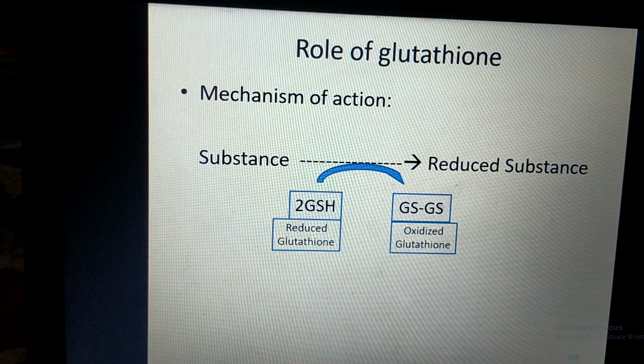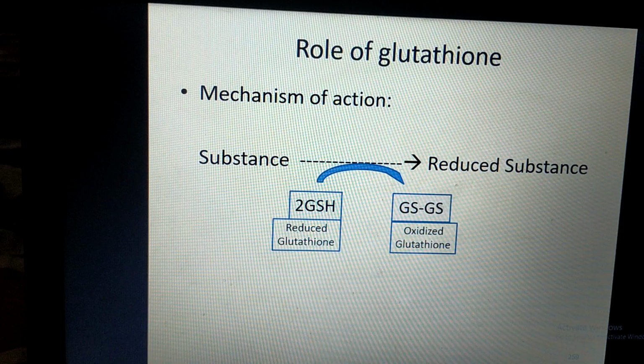Glutathione actually acts as a reducing agent. That means it supplies hydrogen to the substrate, or it will add hydrogen to the substrate and leads to reduction of that substrate. Sometimes it will add an electron to the substance, leading to reduction. Addition of hydrogen or electron, both are reduction processes.